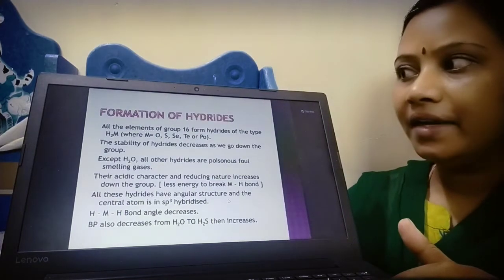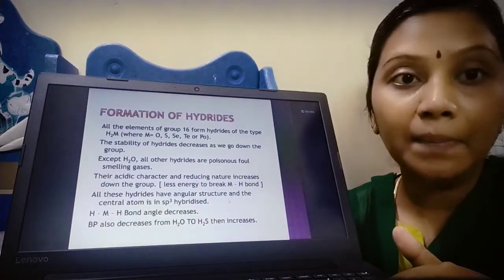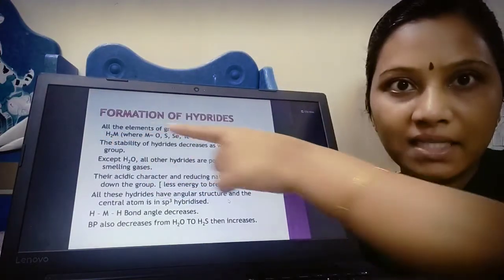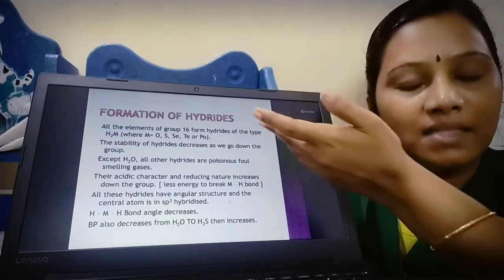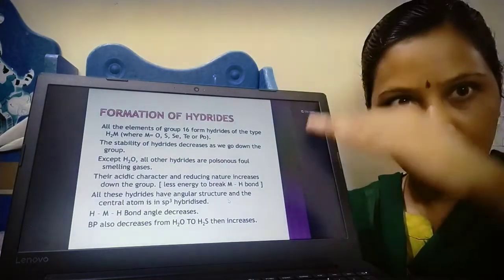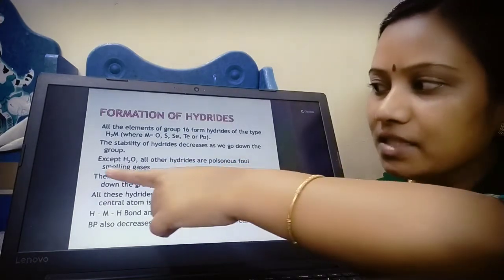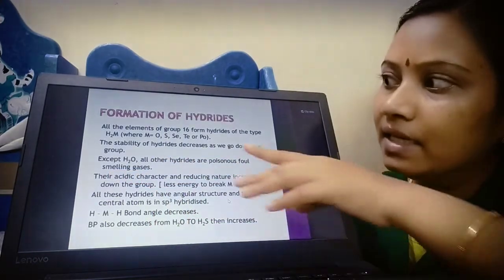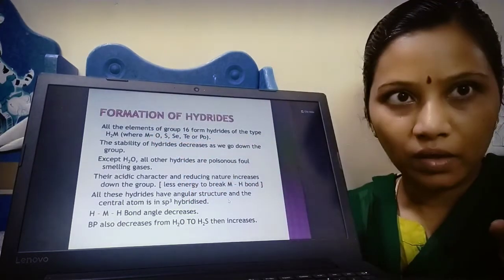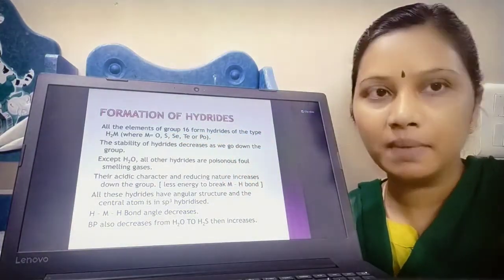Now, the formation of hydrides. The formula for hydrides from group 15 elements is MH3; they form trihydrides. But group 16 elements form dihydrides, that is MH2, where M stands for oxygen, sulfur, selenium, etc. The stability of hydrides decreases as we move down the group. Except water, all other hydrides are poisonous, foul-smelling gases. When oxygen combines with hydrogen, you get water.